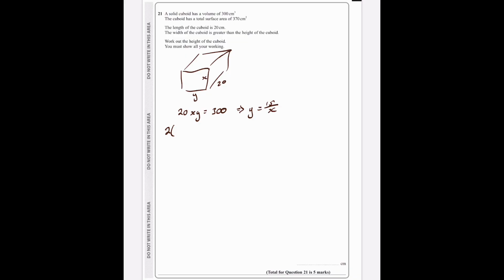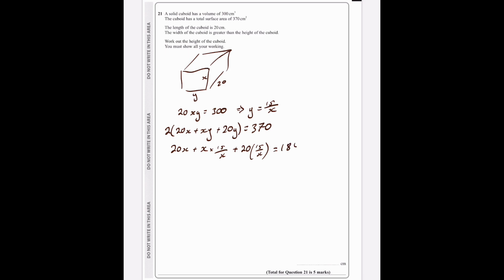For the surface area, which is 370, we can work out the 3 faces we can see and then multiply that all by 2. That will come out as 370. Then I'm going to divide both sides by 2 just to get rid of the 2 from the front of that, and I'm going to substitute y for 15 over x twice. So it would become x times 15 over x plus 20 times 15 over x. That would be equal to 185.